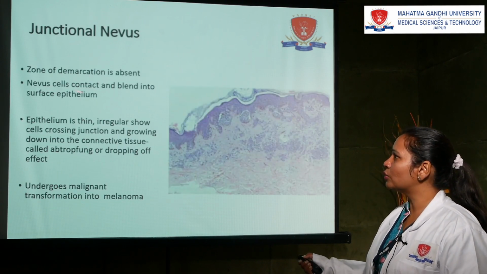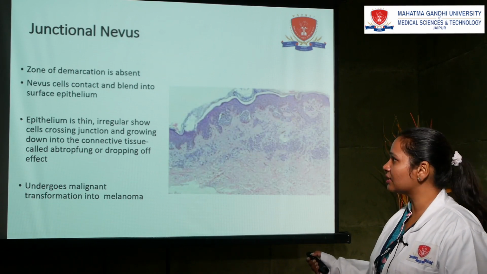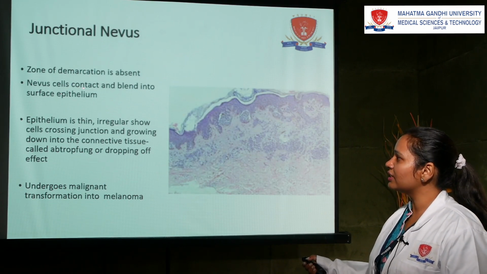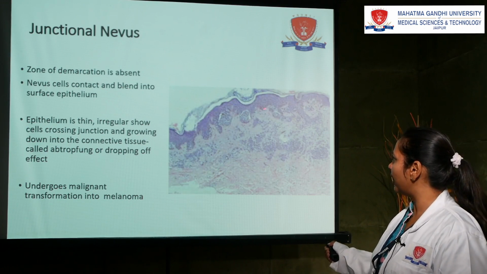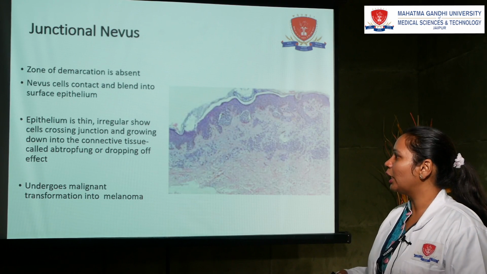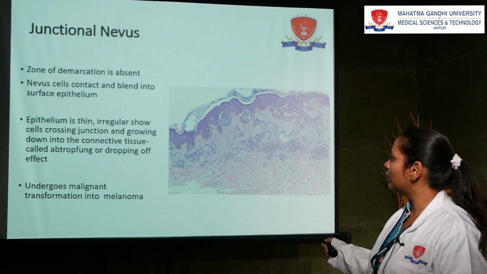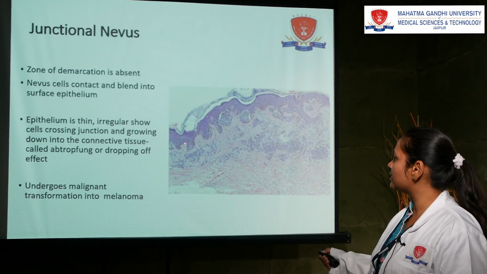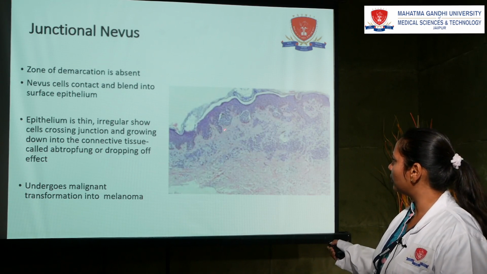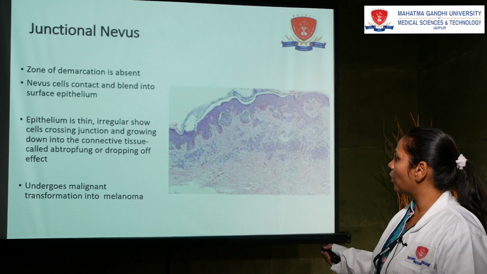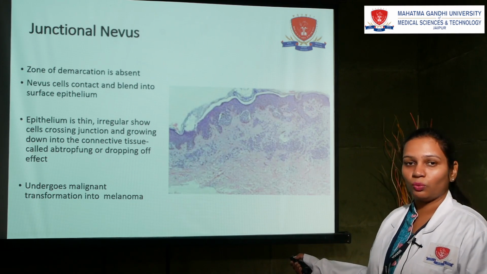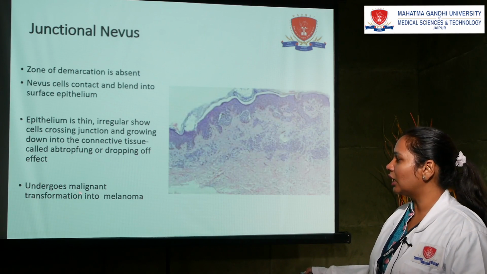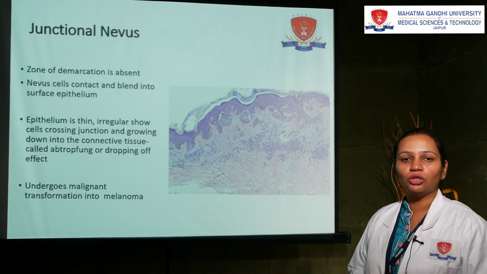Junctional nevus: the zone of demarcation is absent in this type. Nevus cells contact and blend into the surface epithelium, as shown here in the picture. The epithelium is quite thin and irregular, showing cells across the junction and growing down into the connective tissue, as shown here, called the atrophying or dropping off effect. This dropping off effect is very important. This undergoes malignant transformation into melanoma.